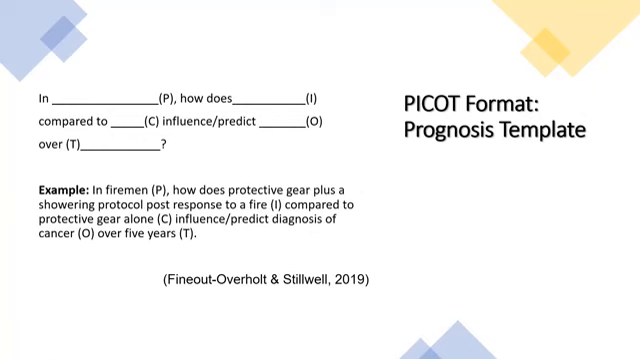And then we have the prognosis template. Okay, an example there in firemen: how does protective gear plus a showering protocol post response to a fire, compared to protective gear alone, influence or predict diagnosis of cancer over 5 years?